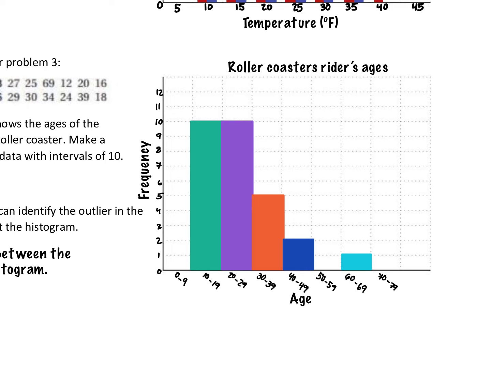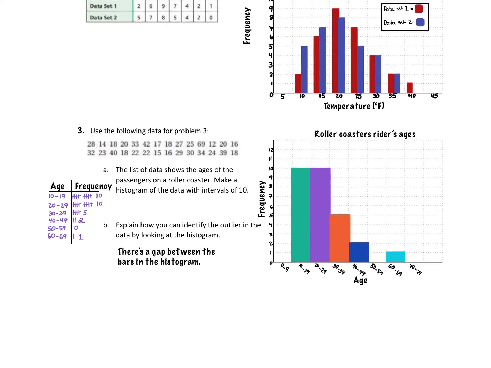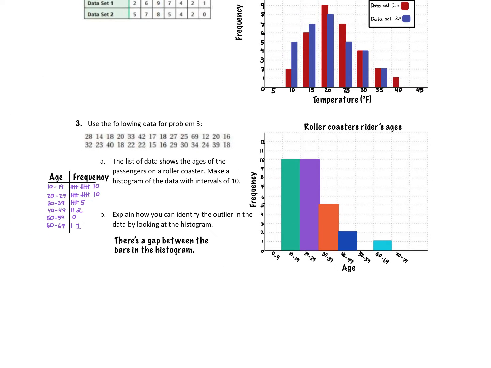And then the bars should be next to each other. That is important on the histogram, unlike the bar graph. The bars on the histogram should be touching because one interval picks up right where the previous interval left off. So 20 is right after 19. So that's why the bars are touching. So check your numbers, check your bars, make sure they're going to the right spots.